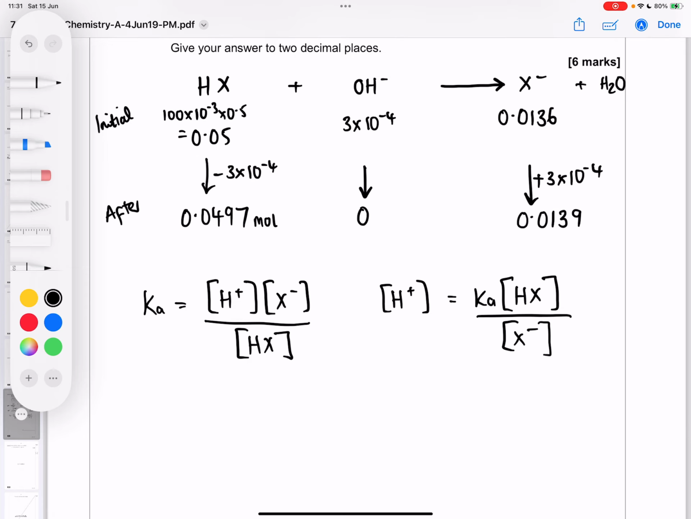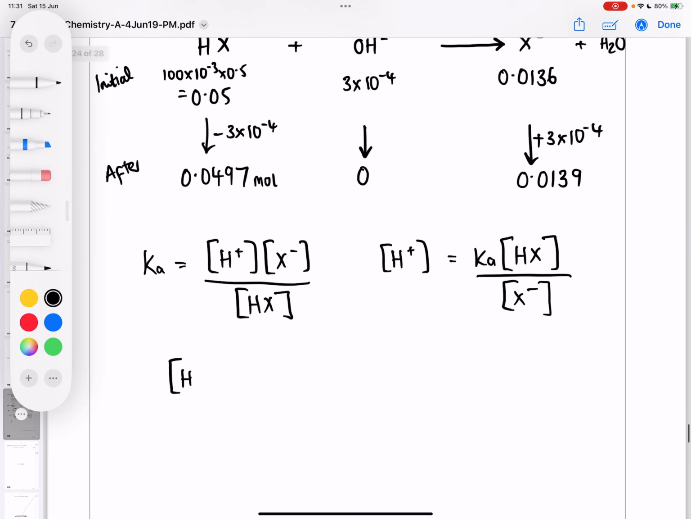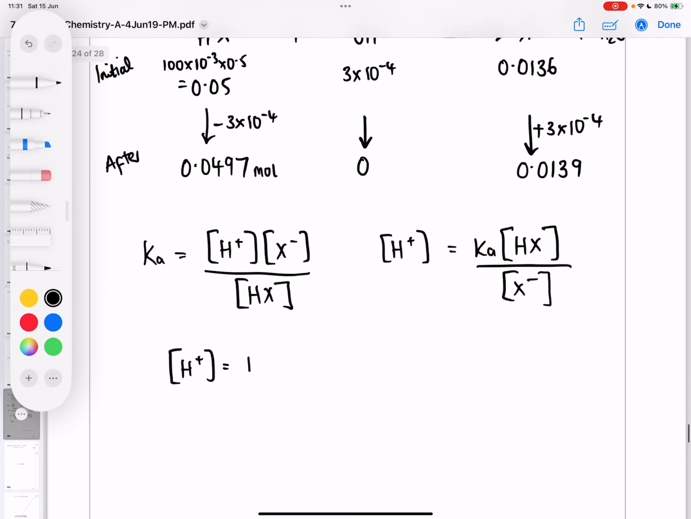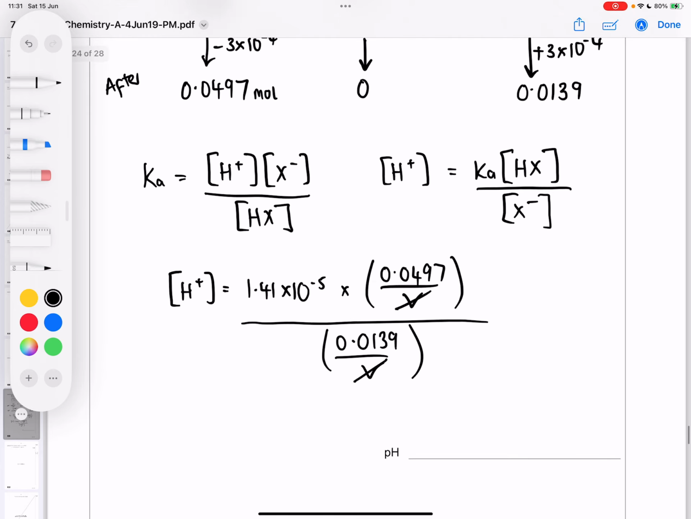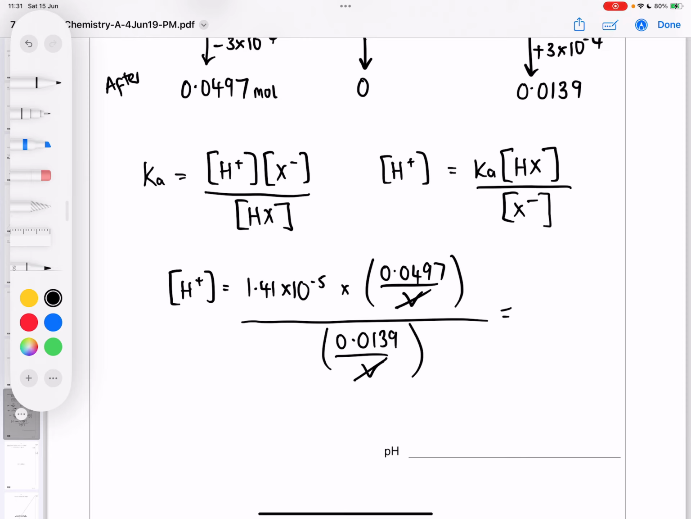Now there is a little trick now, because if you notice, these are concentration brackets. So our Ka value, I'm just going to put the Ka value in, 1.41 times 10 to the minus 5. We're going to times by HX, which is 0.0497, divided by the volume, whatever the volume is. And then we're going to do X minus 0.0139 divided by the volume. Actually, we don't need to put the volume in because the volume is going to cancel, as it's equal on the top and the bottom. So we're going to type that in our calculator and we're going to get 5.04 times 10 to the minus 5.